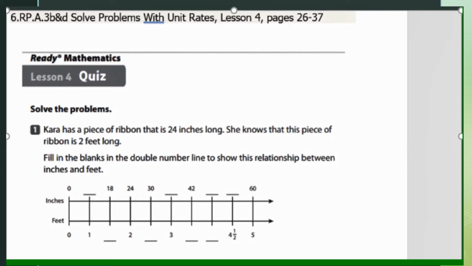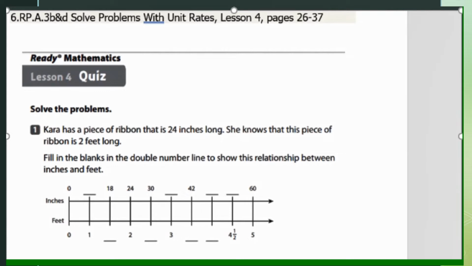So here's number 1. Here has a piece of ribbon that is 24 inches long. She knows that this piece of ribbon is 2 feet long. So we can say that 24 inches is equivalent to 2 feet. Fill in the blanks in the double number line to show the relationship between inches and feet. So what do we have to do here? We have to fill in the number line. If you don't fill in the number line, the question is incomplete.